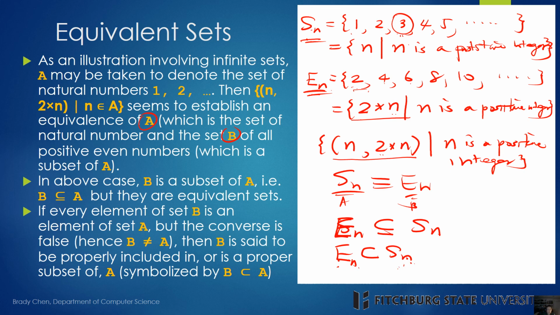So that means En is completely included in Sn. In this case, we call it a subset of A, and also the proper subset of A. But if both sets are infinite sets, then you can find two equivalent sets where one is a proper subset of the other. Okay, but that's not true for finite sets. We will see this in the next slide.